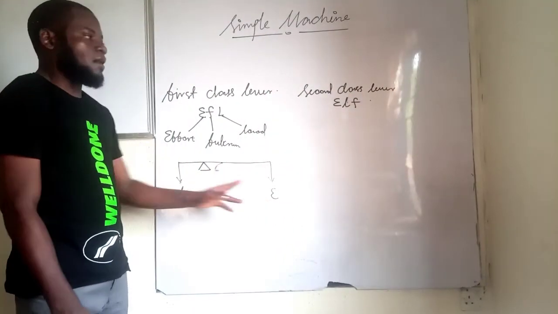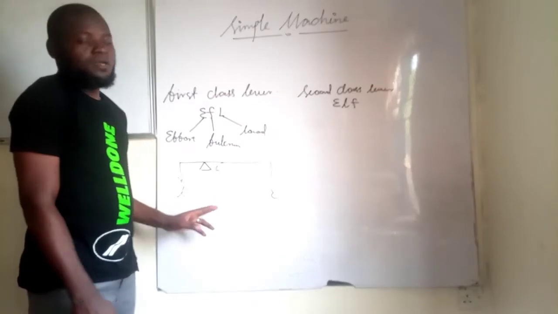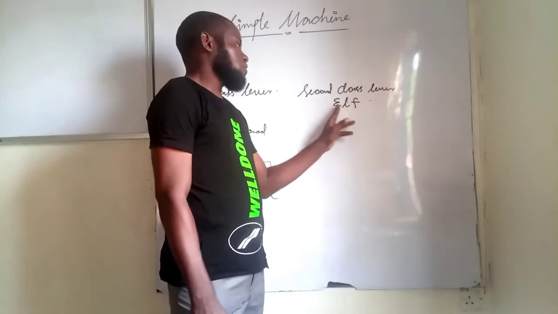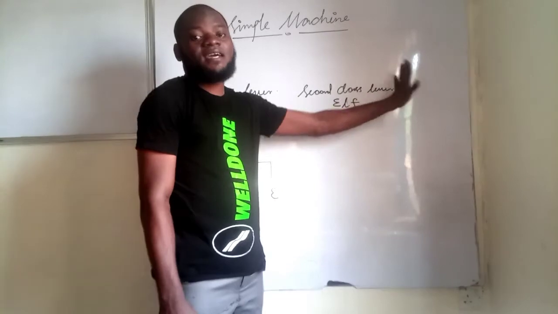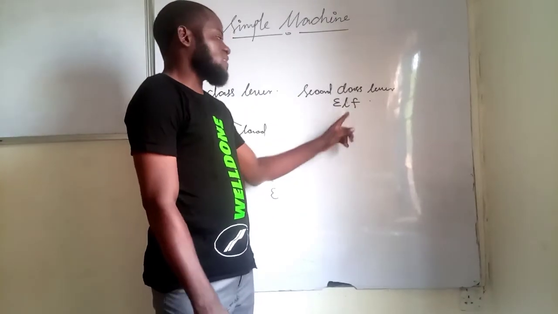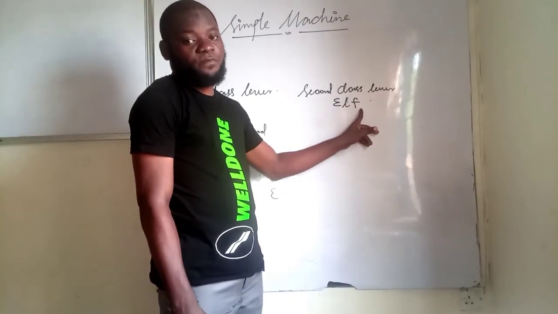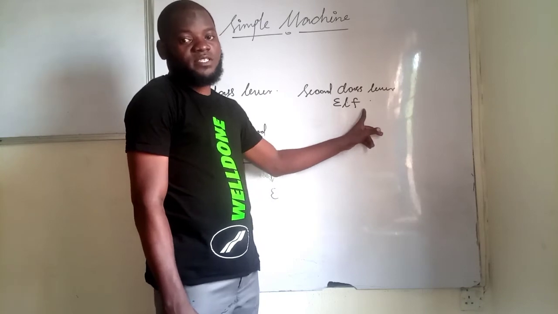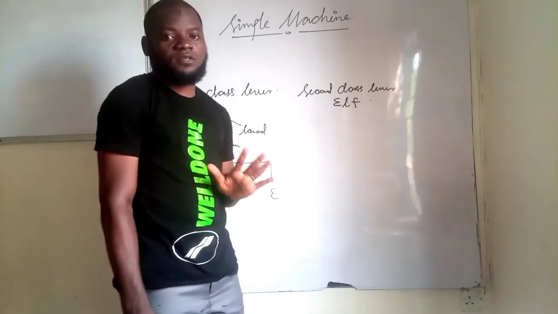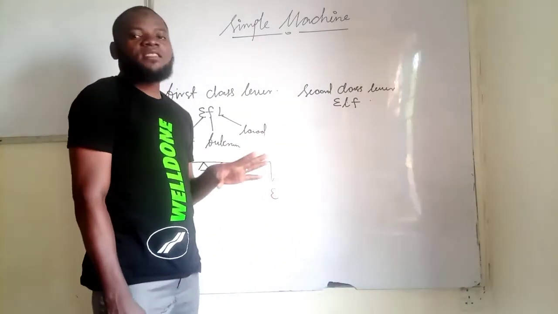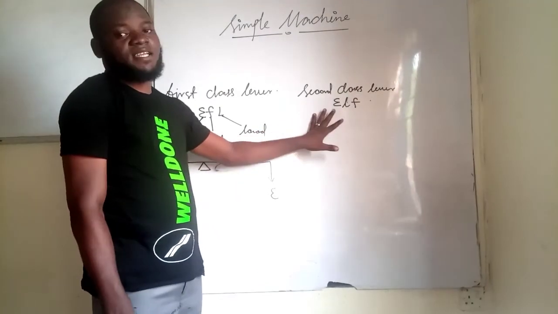Unlike this now, they are opposites to each other. But when it comes to second class level, they are on the same side, with the load closer to the fulcrum. The load is closer to the fulcrum. That's the third characteristic.